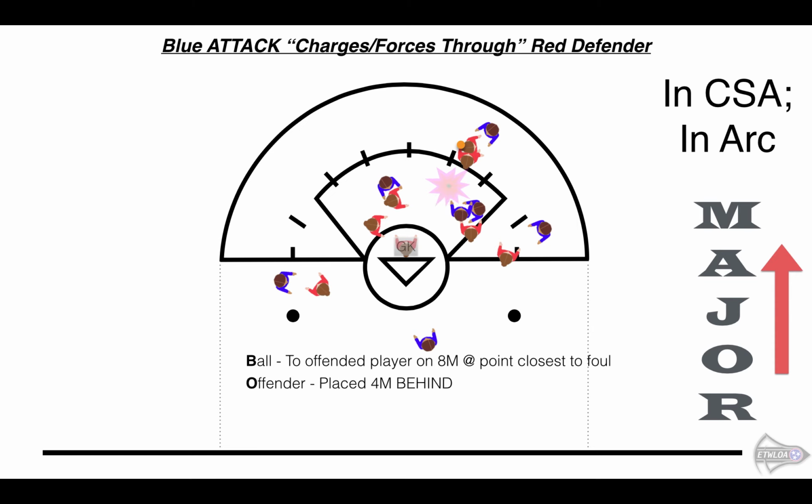The offender is going to be placed 4 meters behind. All others are going to be moved 4 away from the free position, and we're going to be careful to maintain the same relative position in existence at the time of the foul, prior to the lead changing to the new trail and restarting play with their whistle.